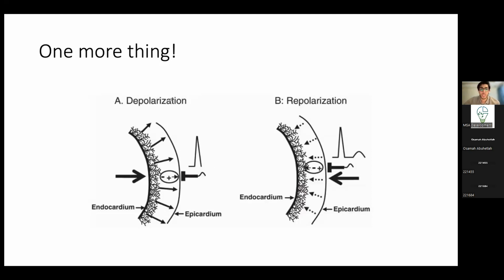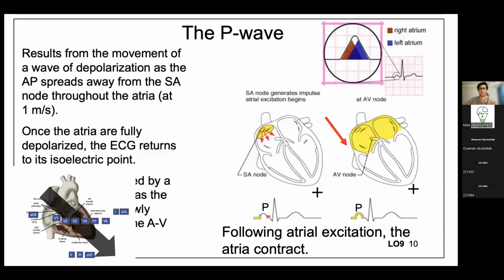So depolarization, as you know, happens from endocardium to epicardium. The wave of depolarization, histologically speaking, is going to spread from endocardium to epicardium, and repolarization will be the opposite. It's going to spread from epicardium all the way to endocardium. Just remember this point right here. It's going to become important later on. So let's focus on each of these waves, segments and intervals.